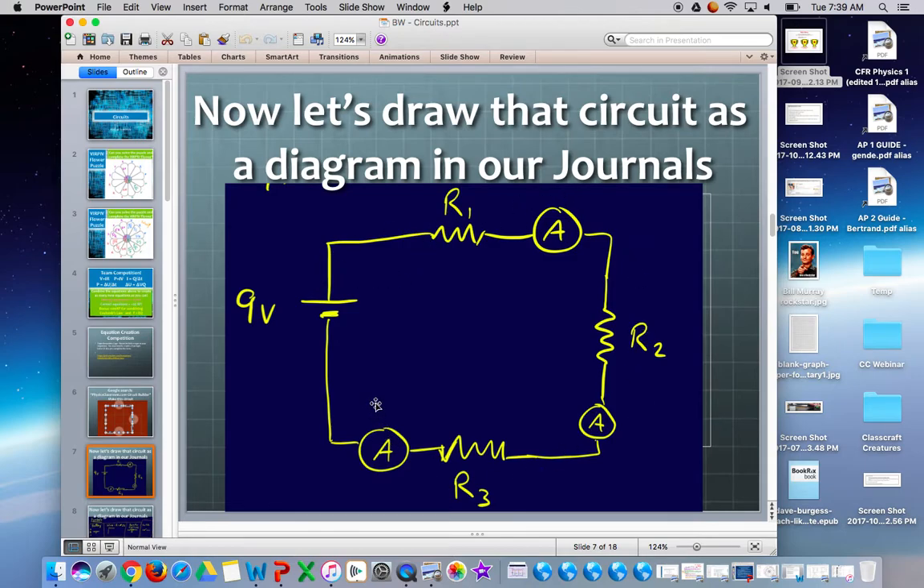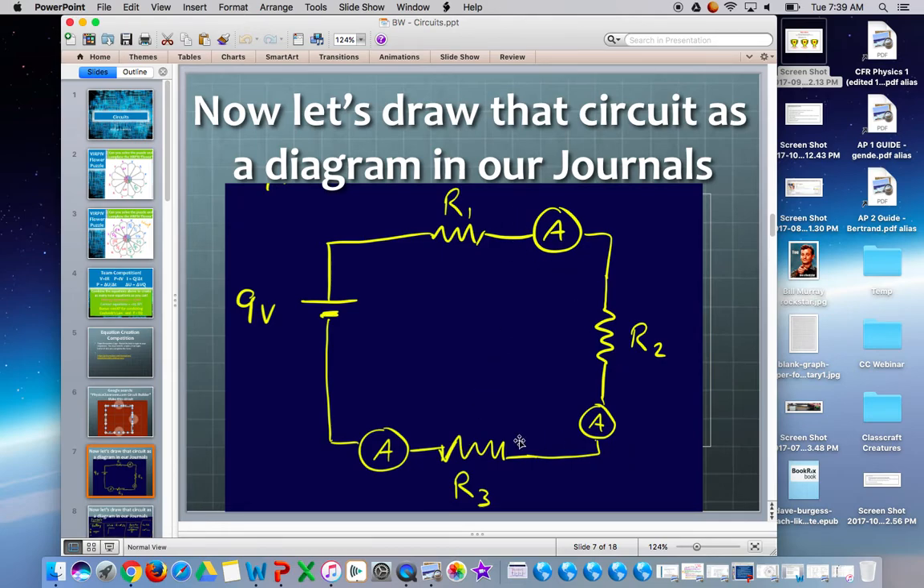This is how that circuit would look drawn in our journals. A in a circle is an ammeter, and then the squiggly line is a resistor. A resistor is anything that offers resistance and uses energy in your circuit. We can label them R1, R subscript 2, R subscript 3, because we had 1, 2, 3 of them.